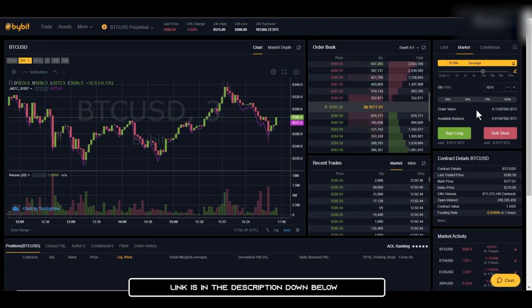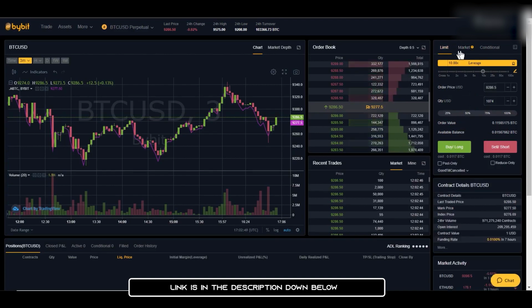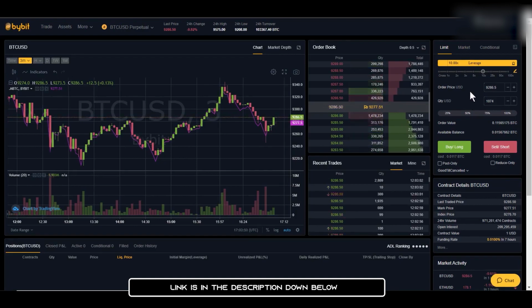It does cost more of a fee though, so I recommend trying to stay on limit and get used and familiar with trading on limit, because it will save you a lot more fees in the end and your profits will be much greater. So now I'm going to show you guys placing an order.